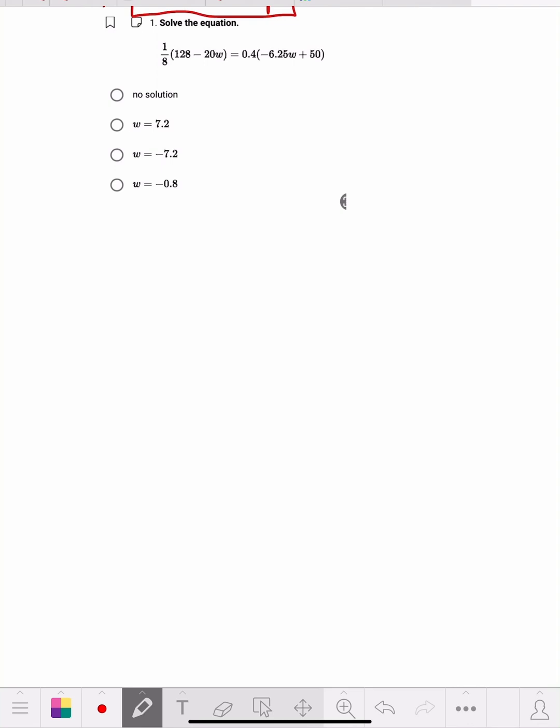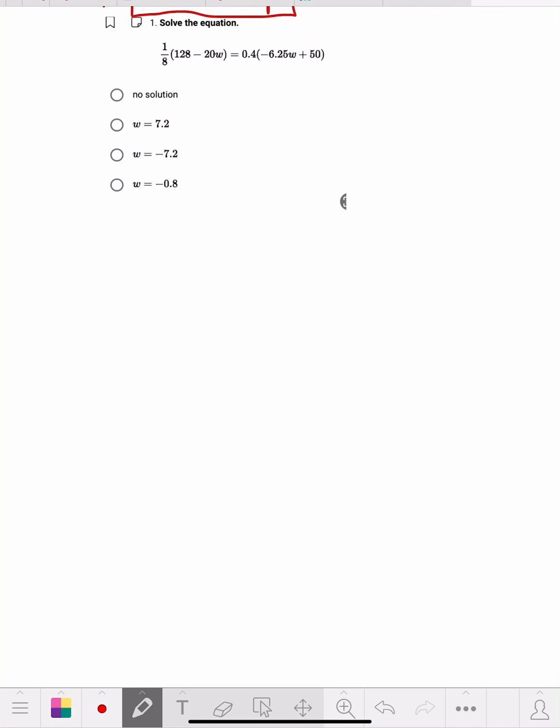So, we got 1/8 brackets 128 minus 20w, okay, equals 0.4 times brackets 6.25w plus 50. Hey, let's multiply by 8. Get rid of this, okay? So I'm going to rewrite this.